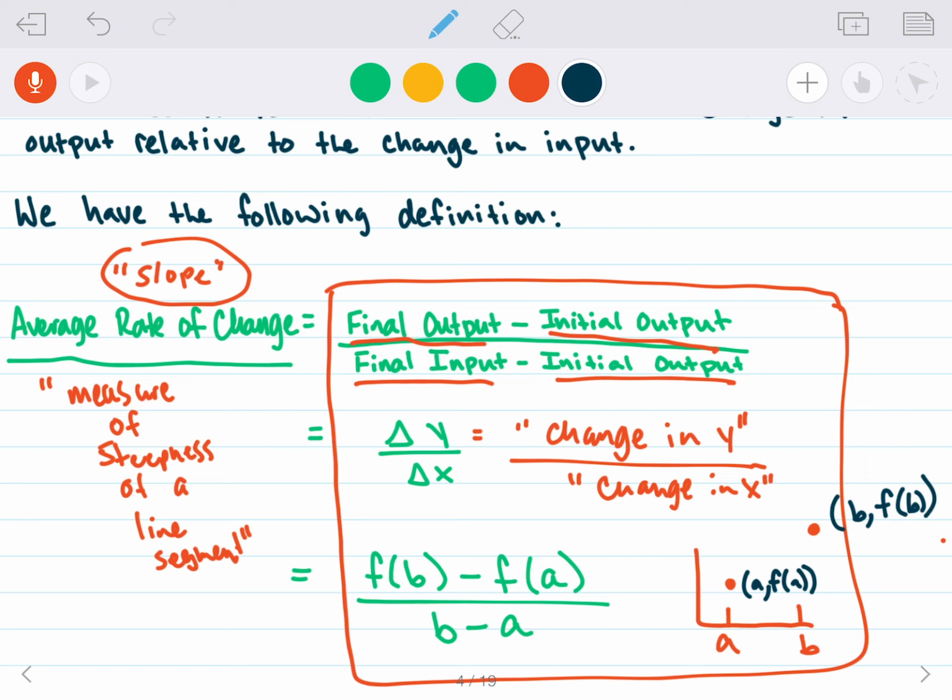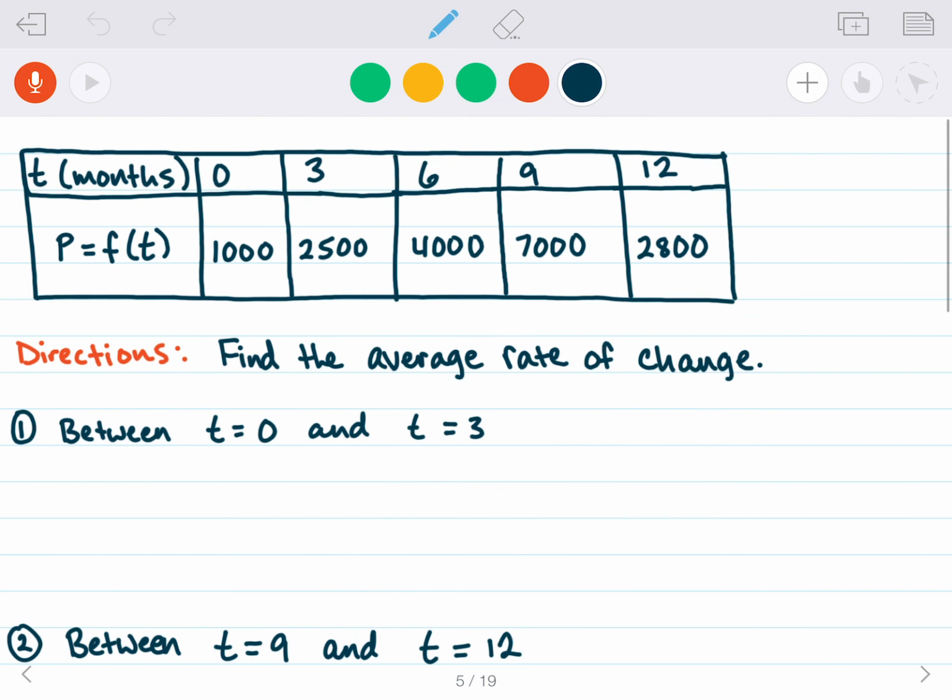We're going to do plenty of examples with this, so just know output minus output over input minus input is how we're going to measure the steepness of a line segment. So let's do some examples.